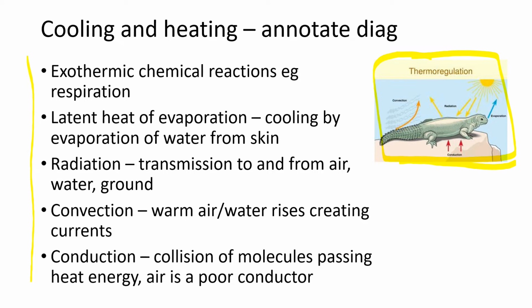So things that we've looked at before, we looked at this one when we did biological molecules, and we looked at water. So latent heat of vaporization or latent heat of evaporation, it's the same thing. So that's the cooling by evaporation. So sweating is a good example of that. Water loss from a leaf surface, that's a good example of that as well.